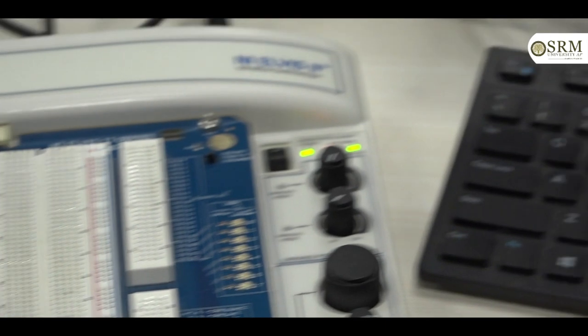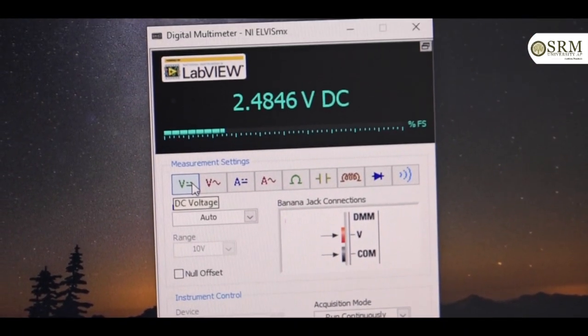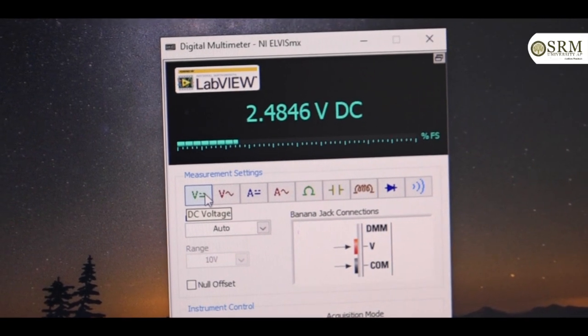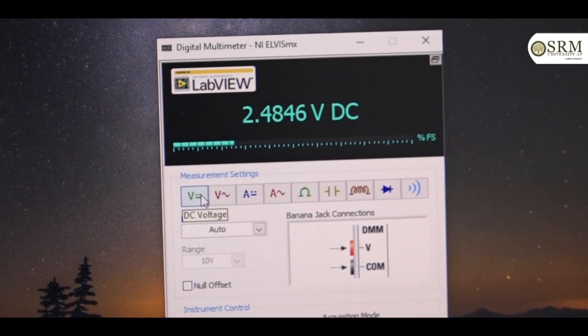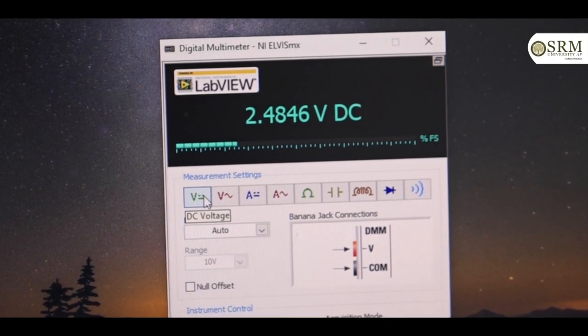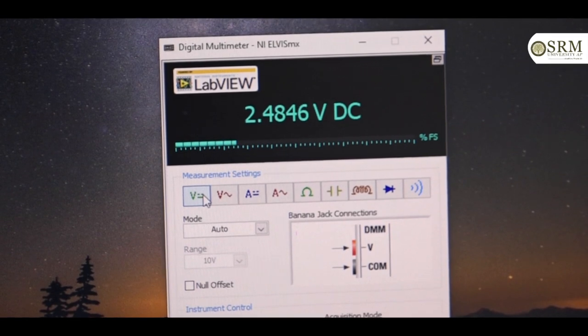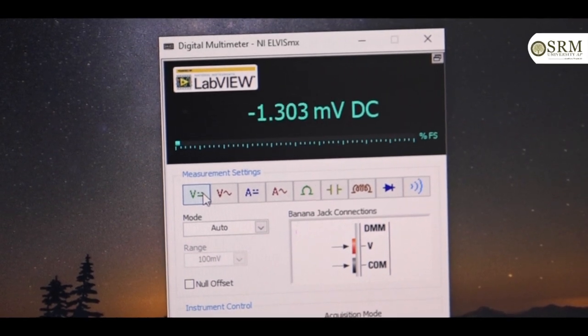So here the voltage is 2.48. Voltage across galvanometer is 2.48. See that voltage on virtual DMM 2.48. So you can note down that 2.48 volts. VAB is nothing but 2.48. Come to the theoretical calculations.